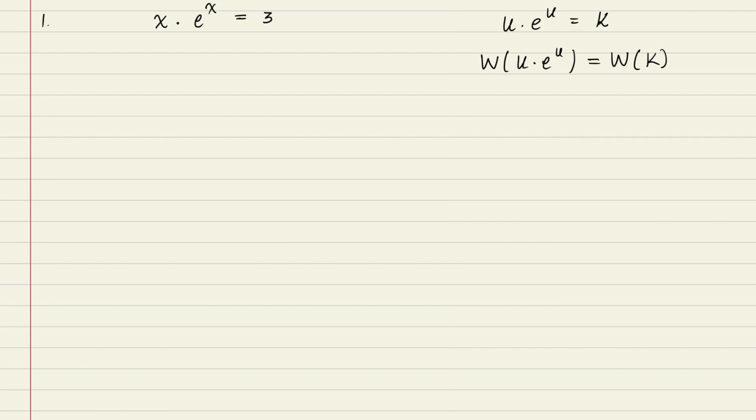So let's take a look at number 1. Number 1 is x multiplied by e to the power x, and that's equal to 3. Now that's already written in the form that I want. 3 is a constant, and so this works. All I need to do is take W of both sides. So W of x multiplied by e to the x, and that's going to equal W of 3.